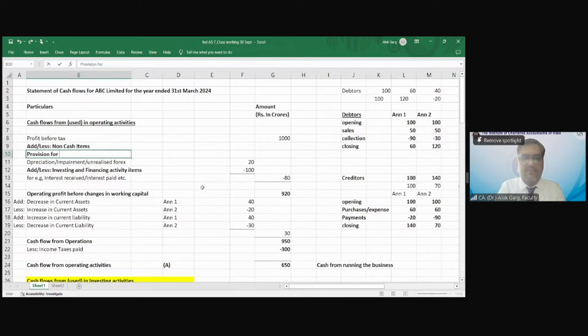So what you will do is adjust your provision for bad debt here. Provision for bad debt you will adjust here, and the amount is 30 rupees. Right, so this part is clear.